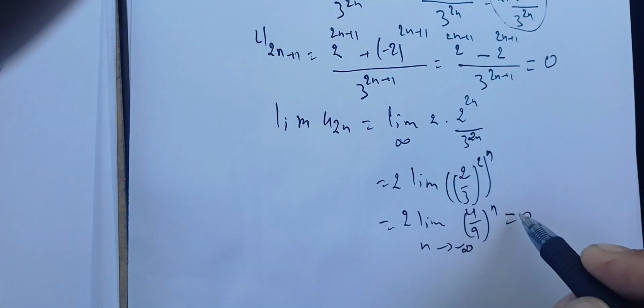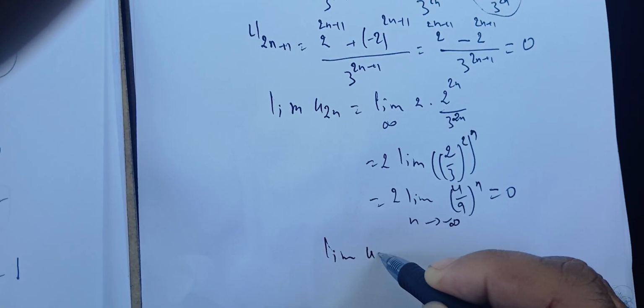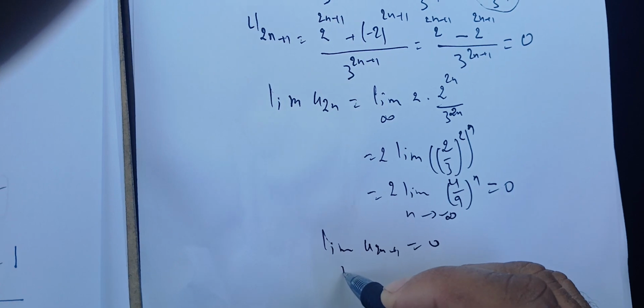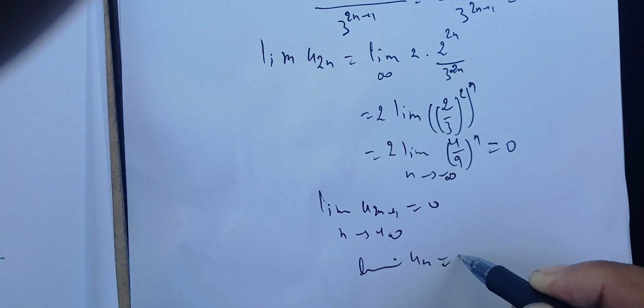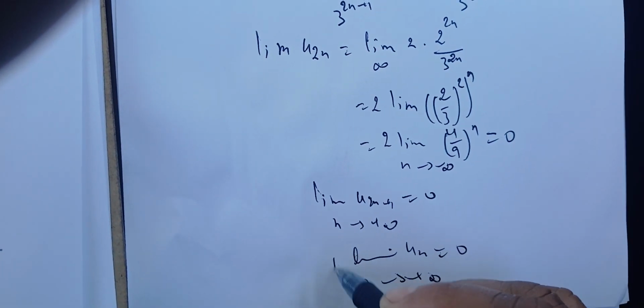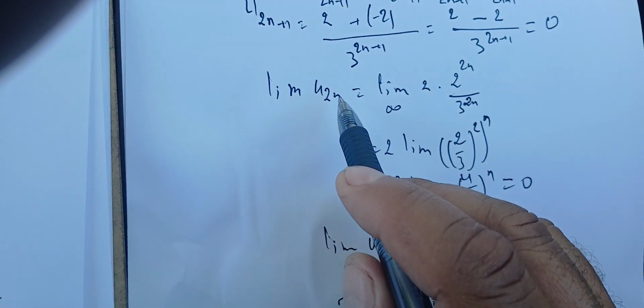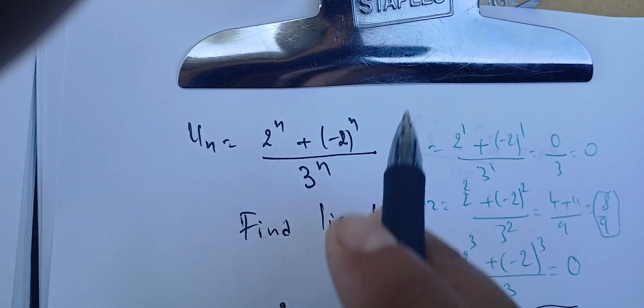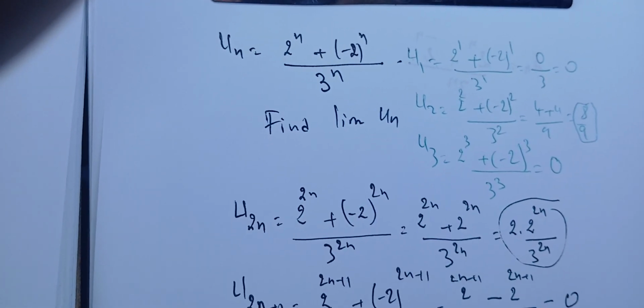So since this one is the same as the limit of u_(2n+1), because they are 0, our sequence u_n has the limit 0 as n goes to infinity. These two need to be equal. The odd terms and the even terms have to have the same limit to conclude that we have this limit. Therefore, here our sequence has 0 as its limit when n goes to infinity.